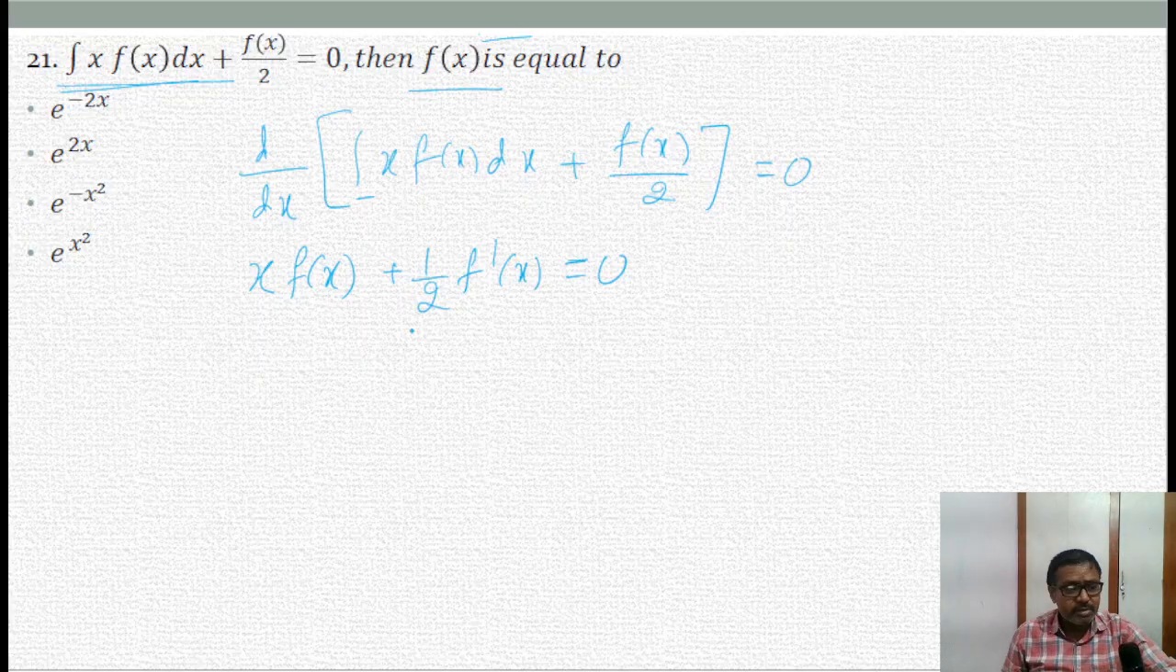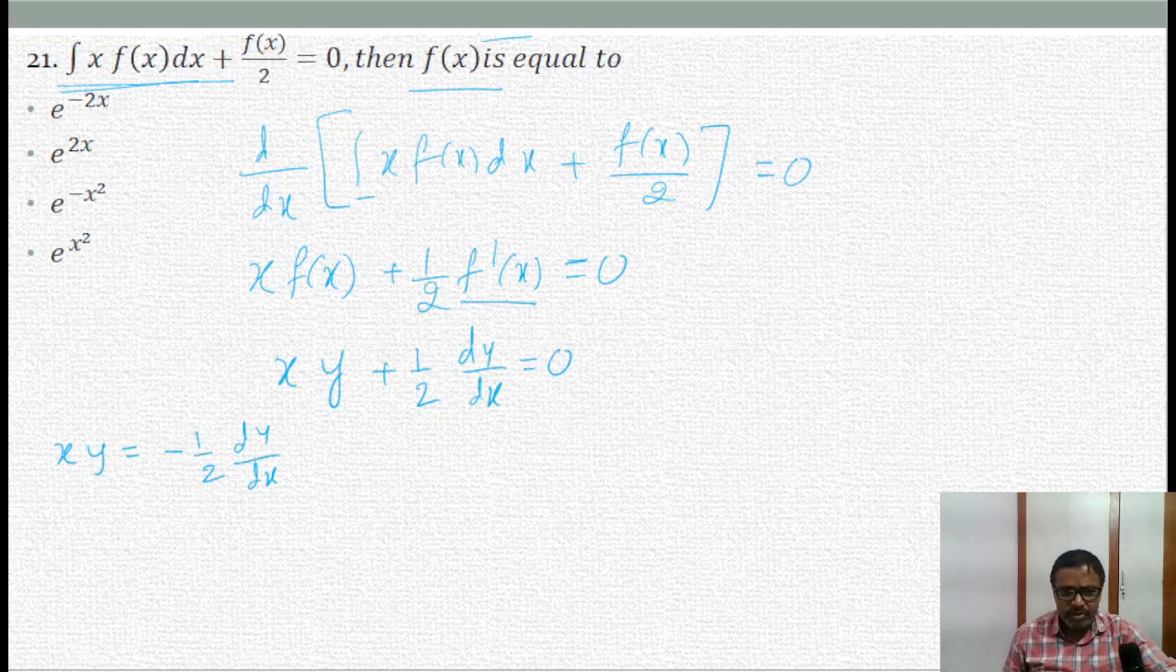Now we need f of x, but we have f dash of x also. So friends, carefully listen. We write f of x as y because it is a function of x, plus half into f dash of x as dy by dx is equal to 0. Now we have a differential equation, so let us solve it using the variable separable method. Let us write it as xy is equal to minus 1 by 2 dy by dx.